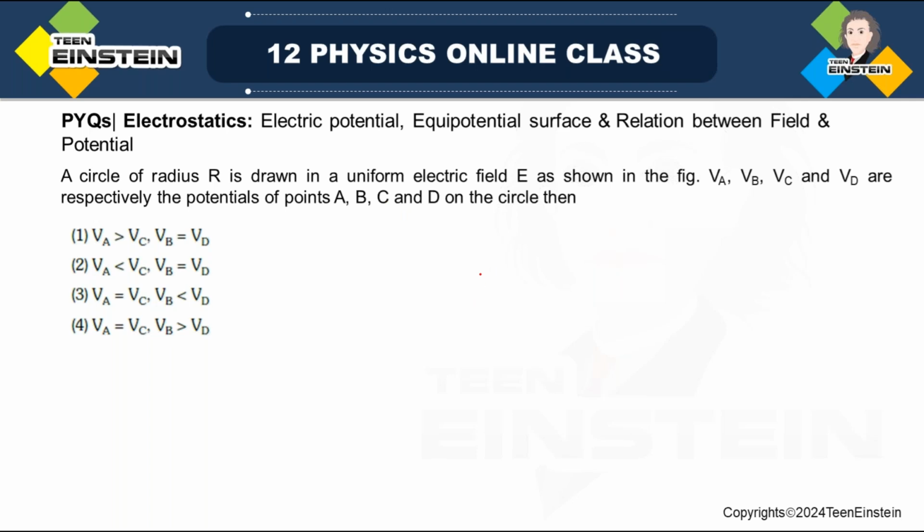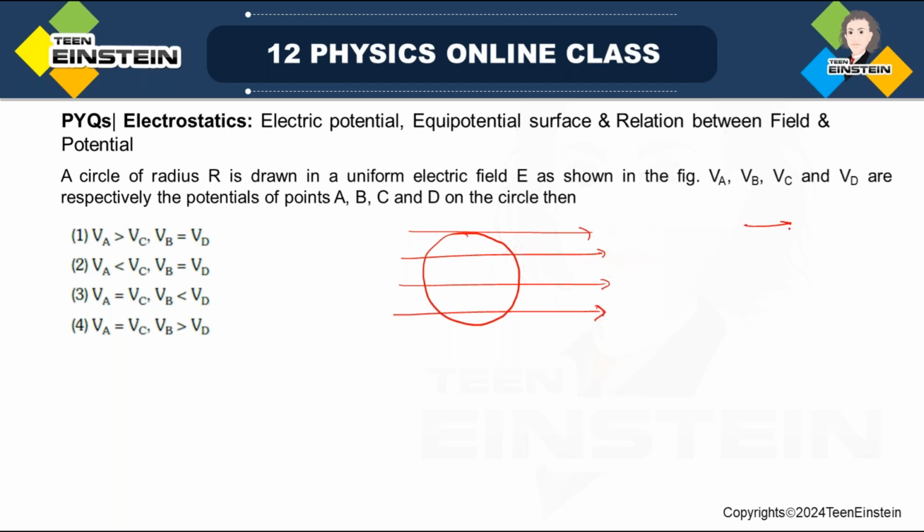Let me draw the figure. I have a circle like this. I have kept this circle in a uniform electric field. So this is a uniform electric field. Uniform electric field lines are actually denoted by parallel lines, as you know.